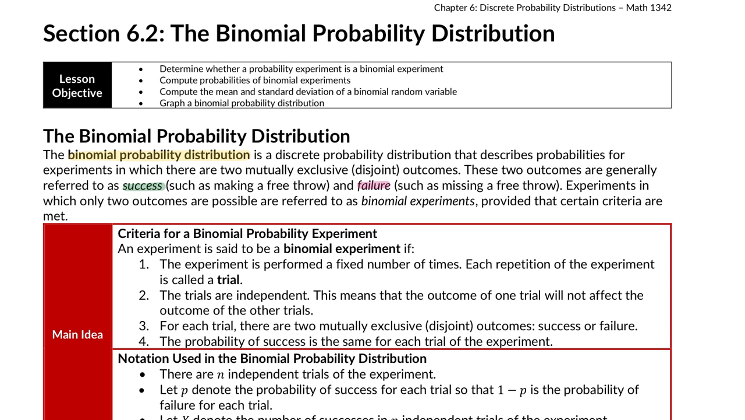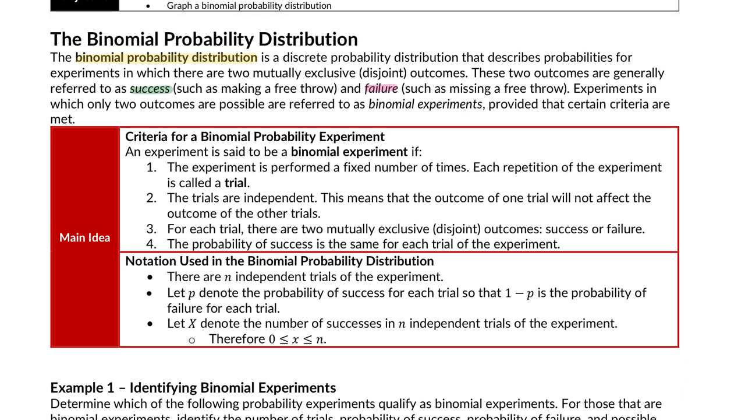Experiments in which only two outcomes are possible are referred to as binomial experiments. The prefix bi means two, so two number, success, failure. That is green. Provided that certain criteria are met. And so here are the criteria for a binomial probability experiment. This is not like the criteria for the random variable last time. These are different sets of criteria.